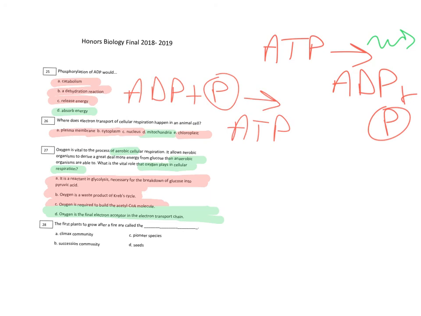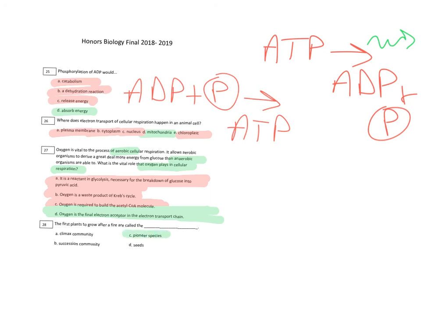The first plants to grow after a fire are called what? Well, first of all, what is a pioneer? What does pioneer mean? They're the first. That's what pioneer means, first. Right? What were the pioneers? The Europeans that went to the West and settled the West. We called them pioneers. Why? Because they're the first Europeans that go into the West.